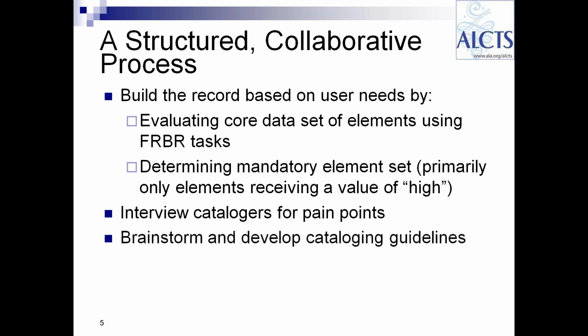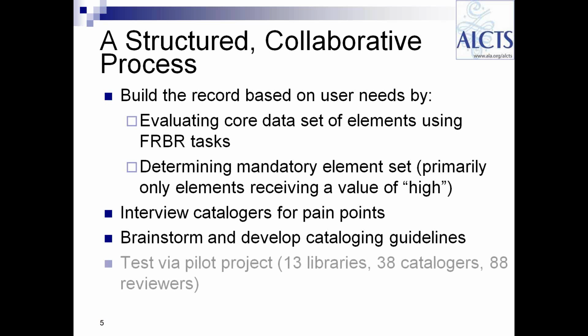Then the idea was to take what we'd gotten so far and to brainstorm and develop a set of cataloging guidelines that catalogers could then work from. And then we would test those guidelines via the use of a pilot project. That pilot project involved 13 libraries with 38 catalogers and 88 record reviewers at those 13 libraries.